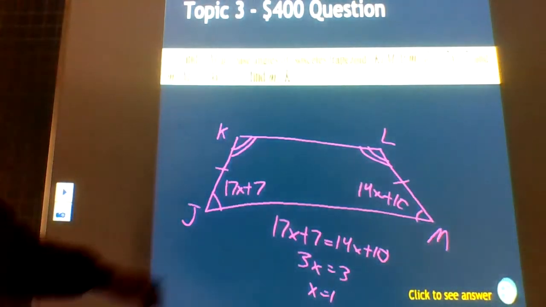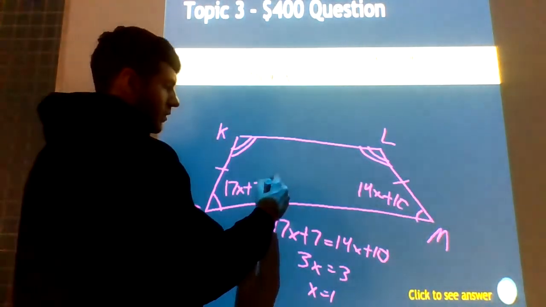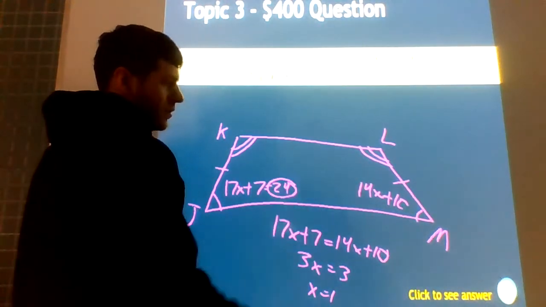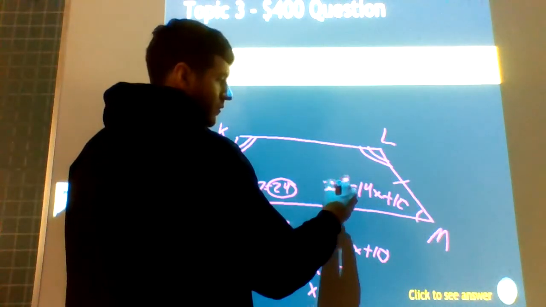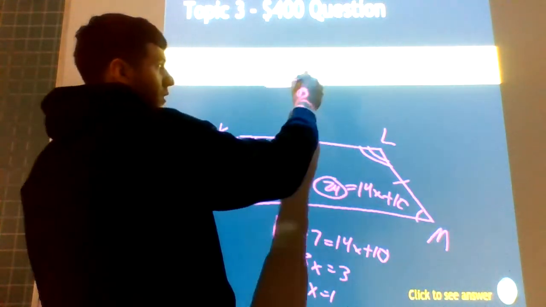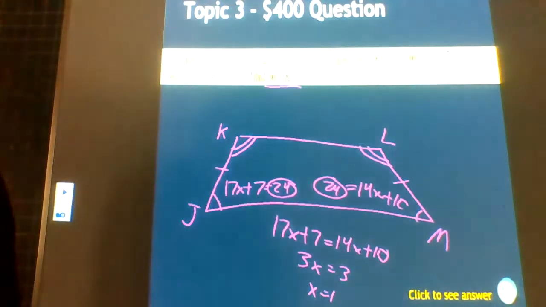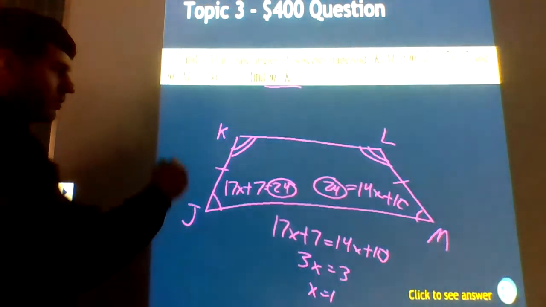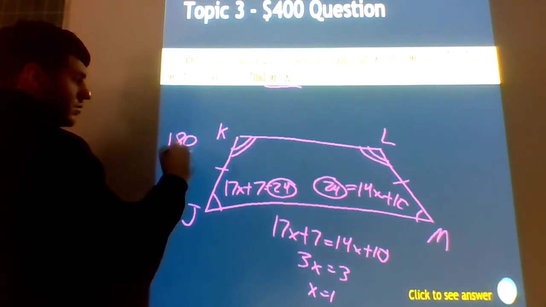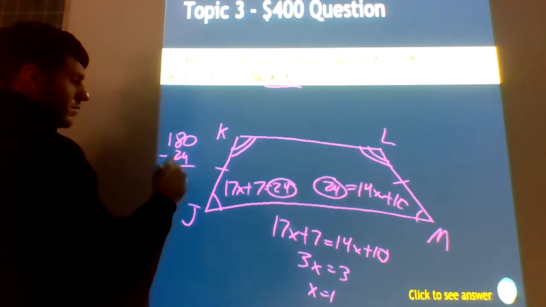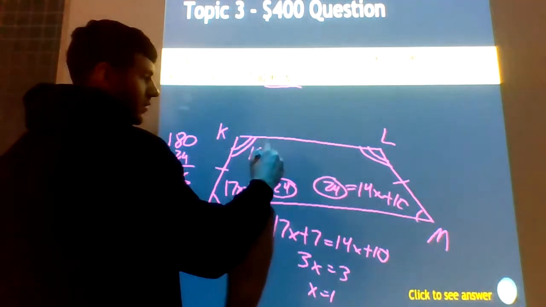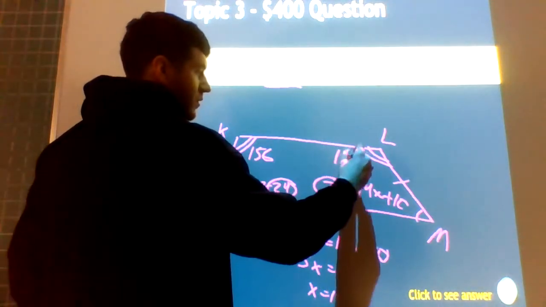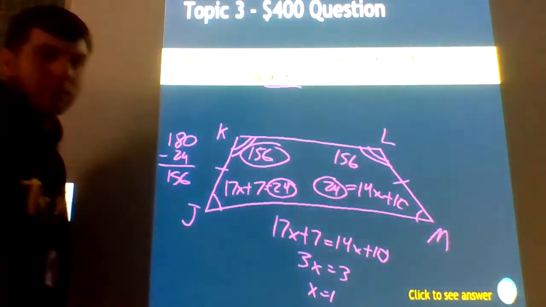Okay, plug it back in. 17 plus 7 is going to be 24. We want the measure of angle K though. So consecutive angles between the bases are supplementary, so 180 minus 24 is going to give us 156. So the measure of angle K is 156.